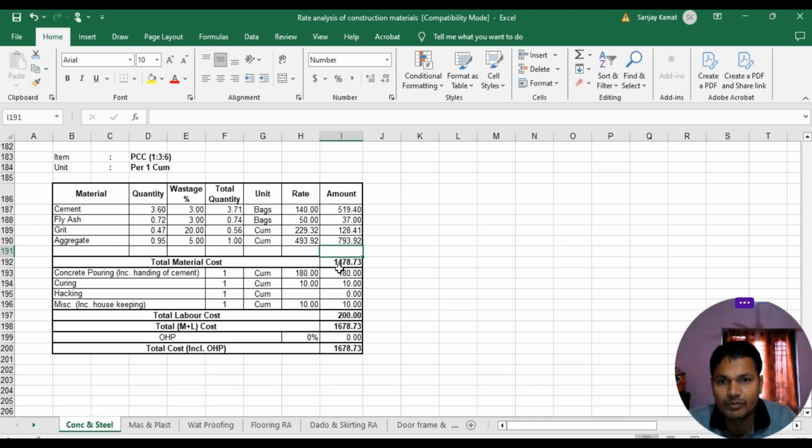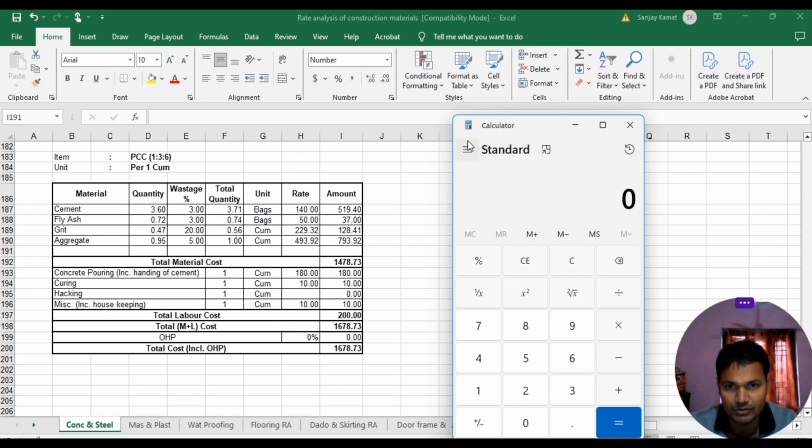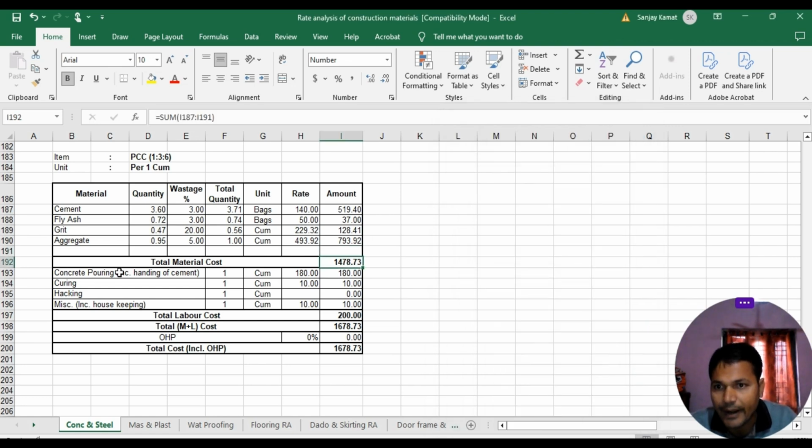Let's check whether the total material cost value is coming as 1478.73 or not. Let's clear this first: 519.40 plus 37 plus 128.41 plus 793.92, and how much is it coming? 1478.73, okay. It means it is absolutely correct, so no more to do in this addition.